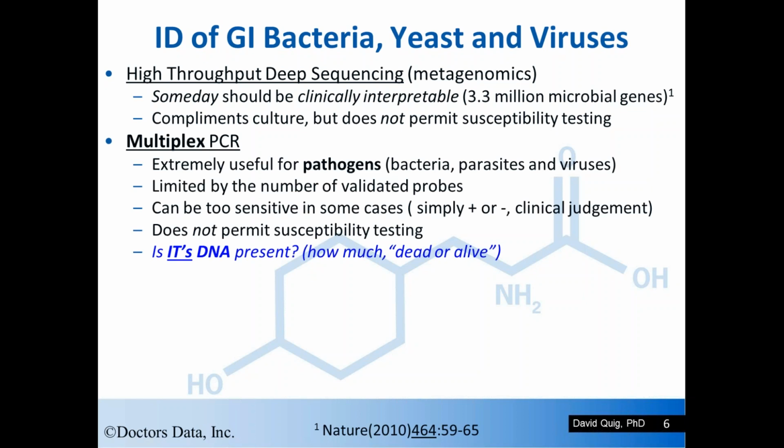It's extremely useful for pathogens, bacteria, parasites, and viruses, but it's limited by the number of validated probes used in the PCR process. And in fact, PCR can be too sensitive in some cases, particularly when the results are simply reported as positive or negative for something like C. difficile.